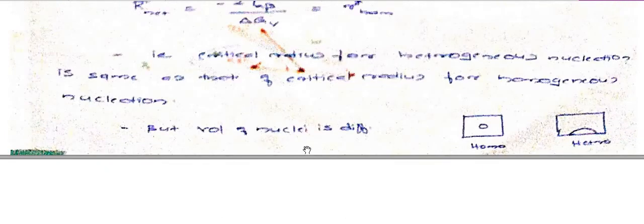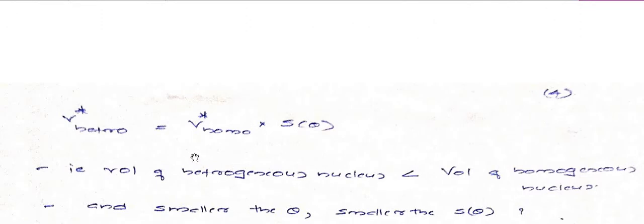Okay, at a particular point this will happen, but the only difference is that the volume of the nucleus formed is different for homogeneous and heterogeneous. In general, we can write the volume of the heterogeneous nucleus as the volume of the homogeneous nucleus multiplied by S of theta.